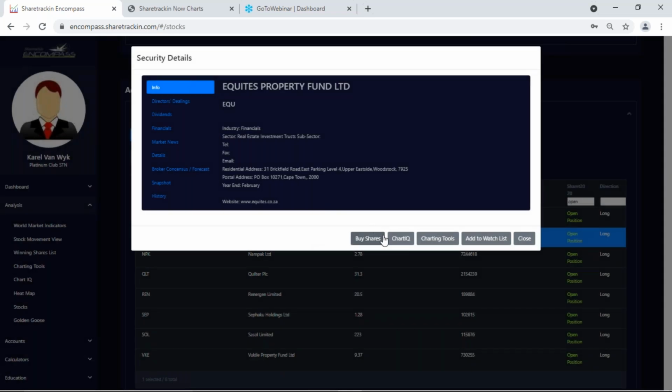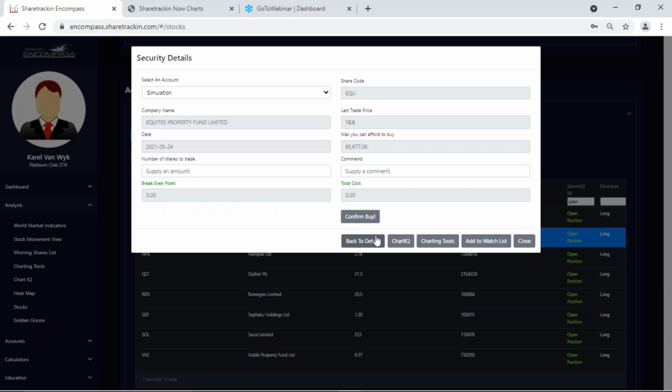I just like opening up my charts and putting in the codes, as it goes easier for me than clicking on a share, clicking on chart IQ, and then going back and repeating the whole process. So I look at all the shares. I remember the codes that looked quite good, and I just click on the shares and then I click on buy shares.